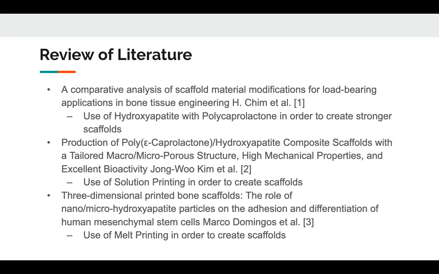This project mainly focuses on these three articles as the source of its inspiration. These articles talk about the use of hydroxyapatite and polycaprolactone to create stronger scaffolds and different types of printing methods to create these scaffolds. However, I found that there's a lack of literature on the type of design of these scaffolds that should be used in order to create the best results for tissue engineering.